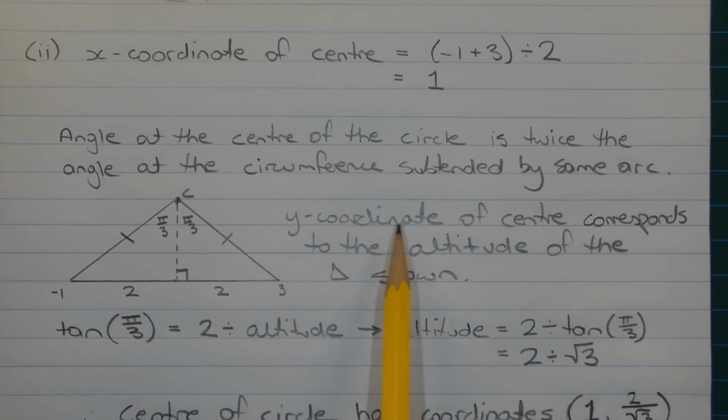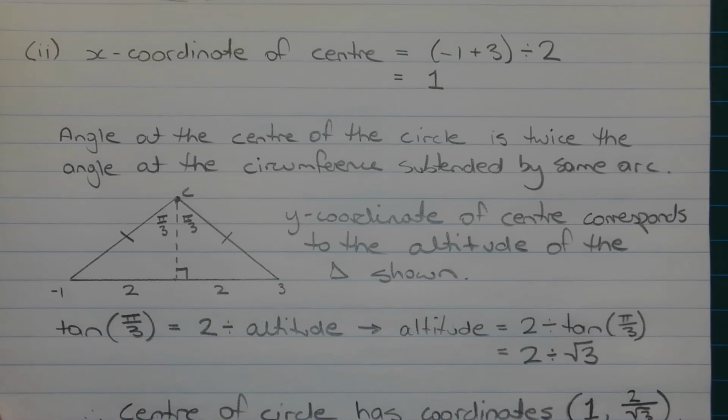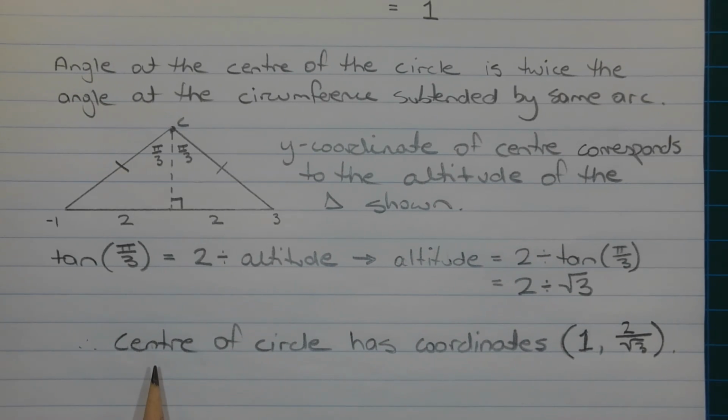And I've noted that here, the y-coordinate of the center corresponds to the altitude of the triangle shown, which is this triangle here. So considering one of the right angle triangles, we want the length of the dashed line, which is the altitude of the triangle, so we can use the tan ratio. So tan of π/3 is equal to opposite over adjacent, so 2 divided by the altitude. Rearranging this equation to make the altitude the subject, we get altitude is equal to 2 divided by tan of π/3, which is equal to 2 divided by root 3, or 2 over root 3. So putting that all together, the center of the circle has coordinates (1, 2/√3).